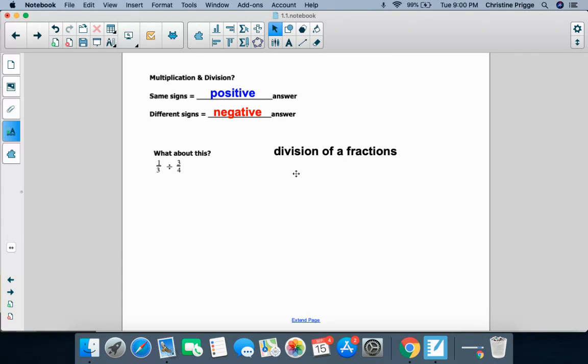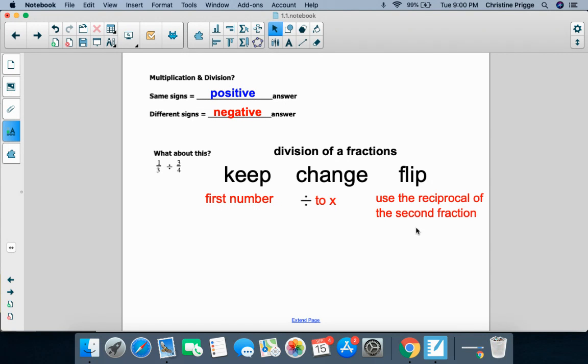So there was that little vocabulary song, that keep, change, flip song that I love. Maybe I'll play it for you. We'll see. But what does keep, change, flip mean? Well, it actually is the process of how we find the value of this expression. We keep the first number, we change it from division to multiplication, and we flip, or use the reciprocal of, the second fraction.